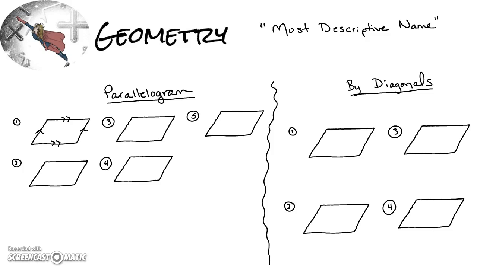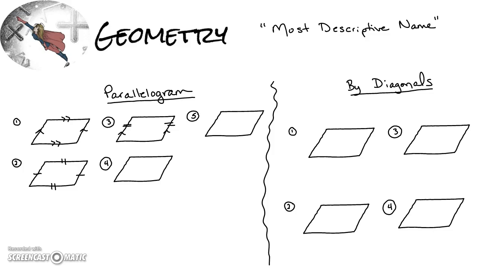Or if they mark congruent markings on the opposite sides, that means that both pairs of opposite sides are congruent, that immediately would be a parallelogram. Or if they mark one pair of sides parallel, but then they also mark that same pair of sides congruent, then the most descriptive name is parallelogram.